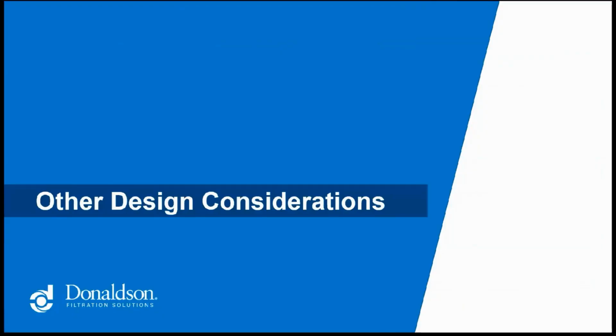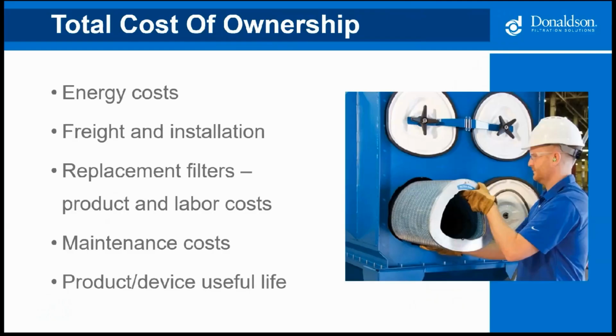To finish things up, and then we'll open up for some questions, there are a few other design considerations that we want to think about. Total cost of ownership. Some things to consider would be how much energy is required to operate it, where the unit is coming from, how easy it is to get parts, how long the filters last, how easy it is to change out filters or maintain the system, and what the life expectancy of the system is.